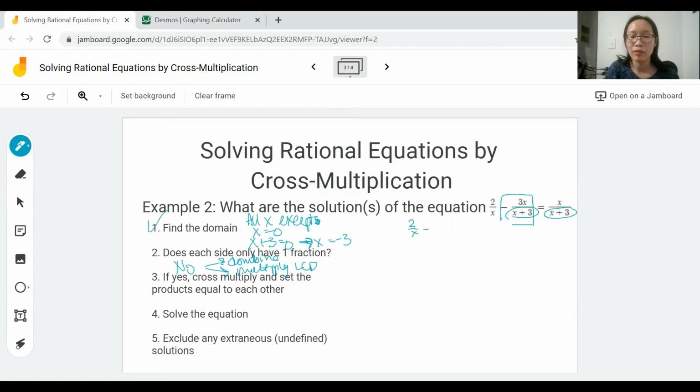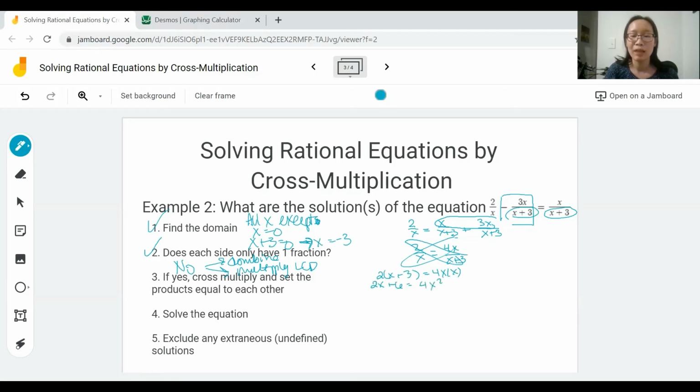So I'm left with 2 over x is equal to x over x plus 3 plus the 3x over x plus 3. And because these are like denominators, I can just add across the top to get 4x over x plus 3. Now that I have one fraction on each side, I can cross multiply. So 2 times x plus 3 is equal to 4x times x. And that gives me 2x plus 6 is equal to 4x squared.